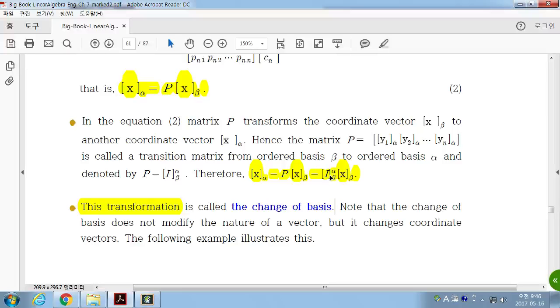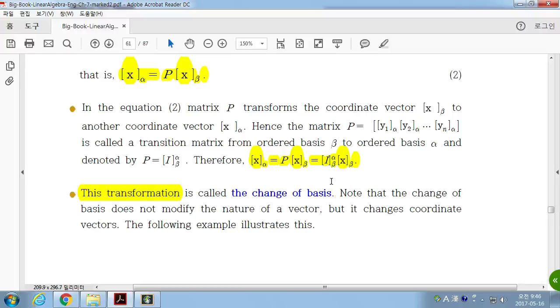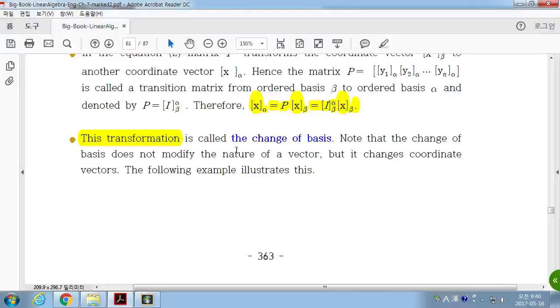We call this identity, this matrix P, a transition matrix from beta to alpha. This matrix P is a transition matrix from beta to alpha. Okay, this transformation is called the change of basis.